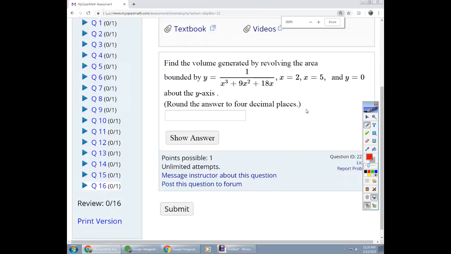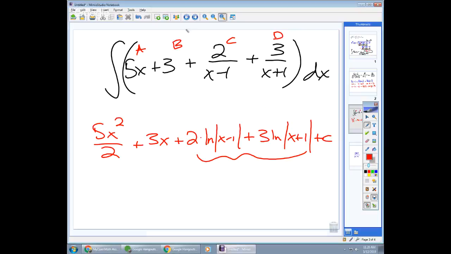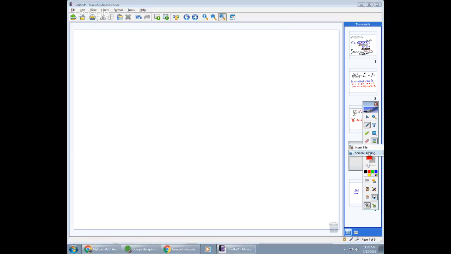It took me a lot longer than I thought. Roll this up a touch. Screenshot. Okay, skip that. You have to differentiate the y.